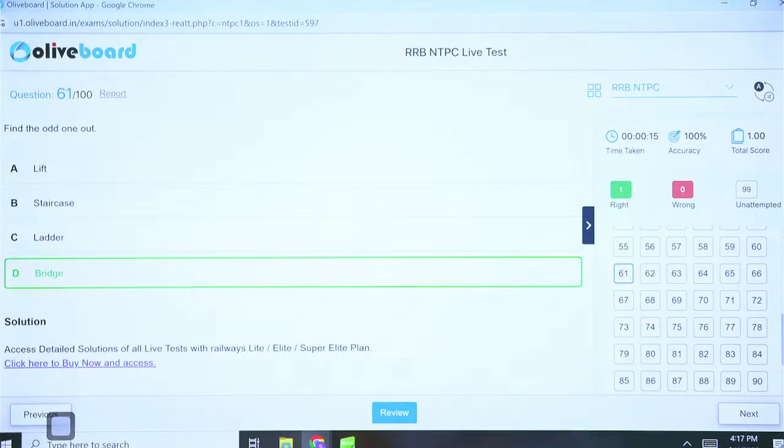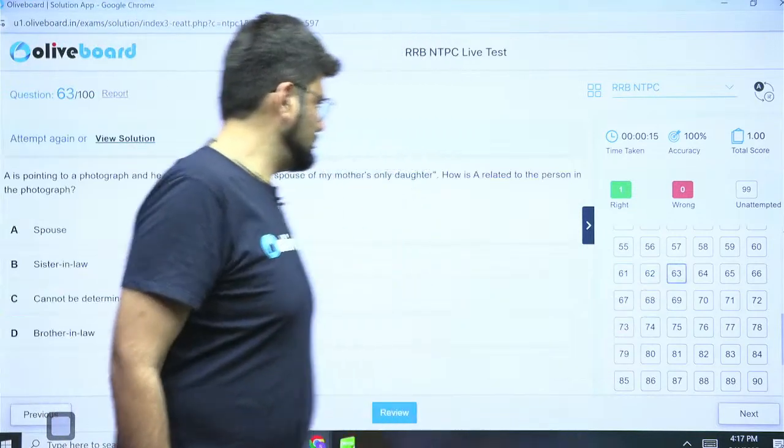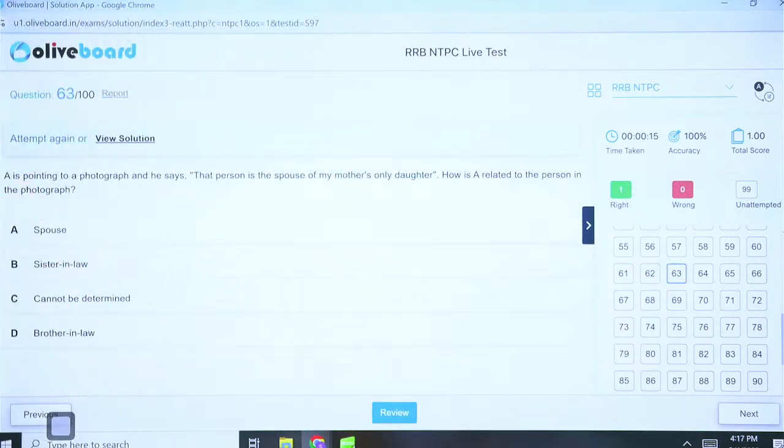61 is done. Next is 63. Okay, let's try this. Okay, we have a comment. Finally, thank you so much. Sir, reasoning based on statement in that color based questions. Okay, I am coming there. Don't worry. I am reaching there. Don't worry. We'll solve all the questions. And if you have any particular question, you can put it here also.